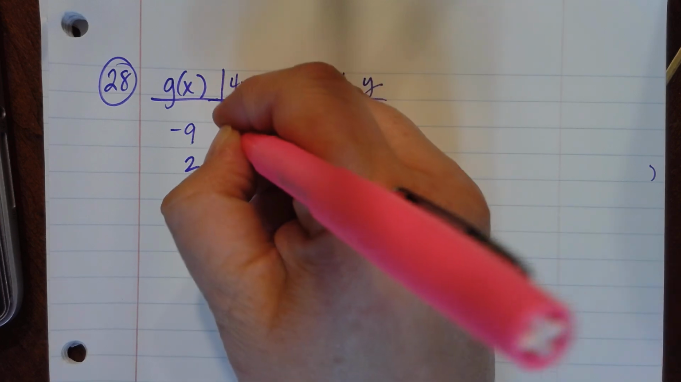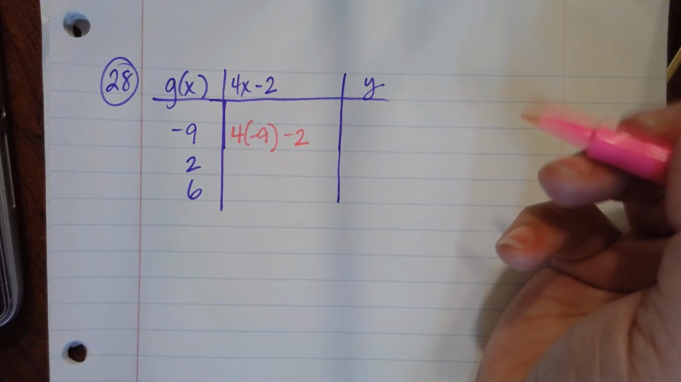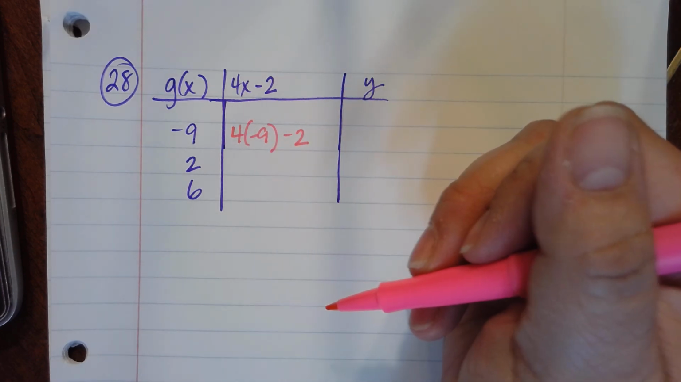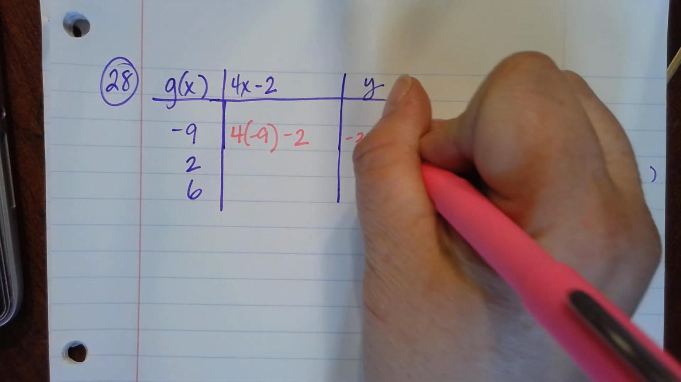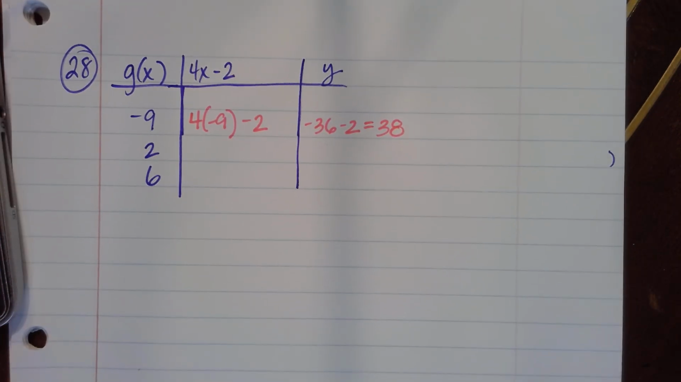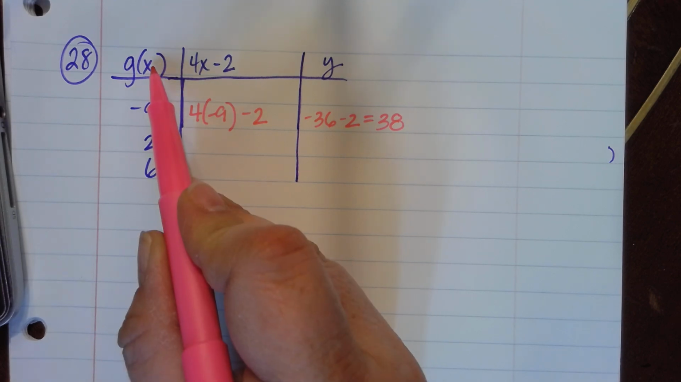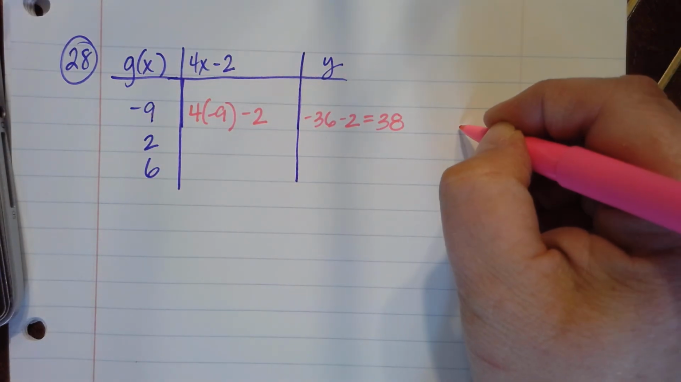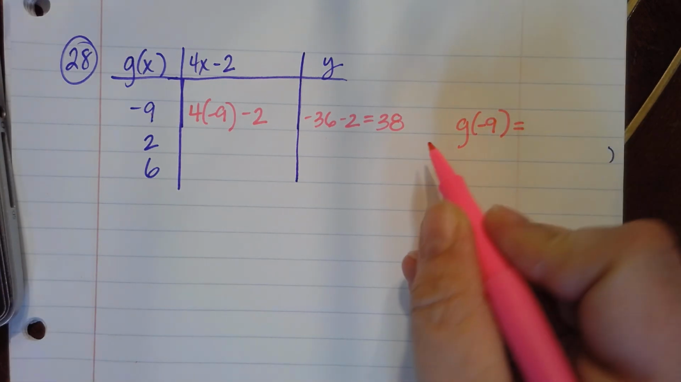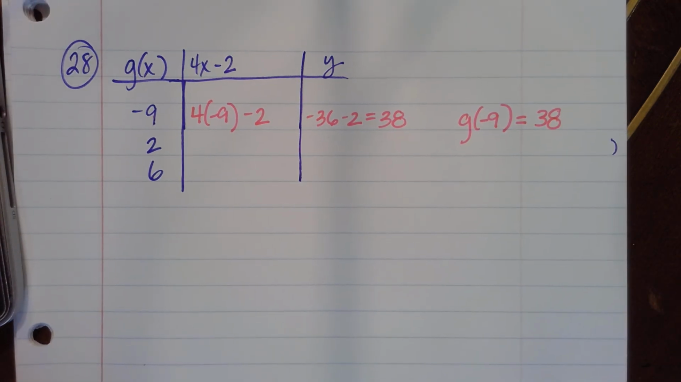All right, so that will be 4 times -9 minus 2. Okay, so 4 times -9 is -36 minus 2, and that's going to equal -38. Now what they want you to do is put this in function notation. That means that I'm going to put this -9 up here, so my answer will be g of -9 is equal to, and then we'll just put -38. Okay, and that is answer number 1.